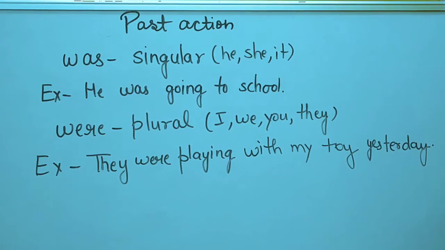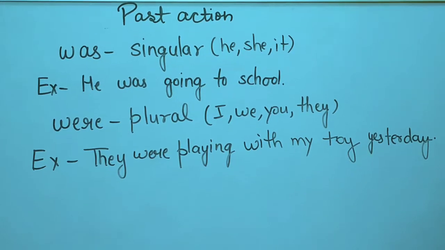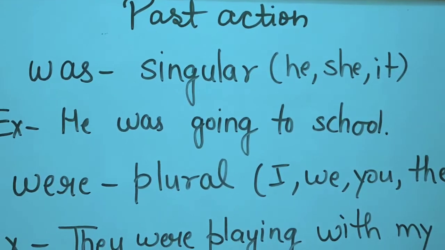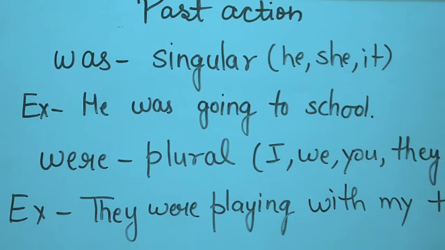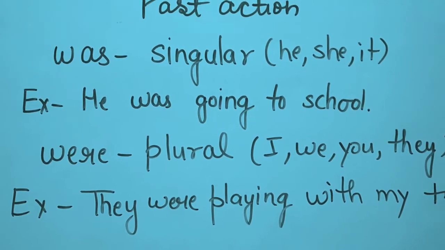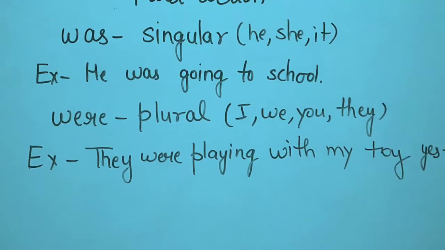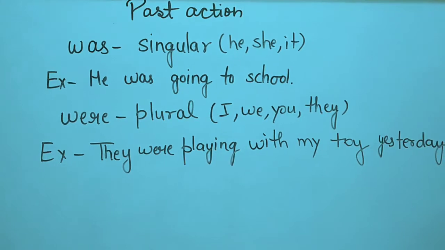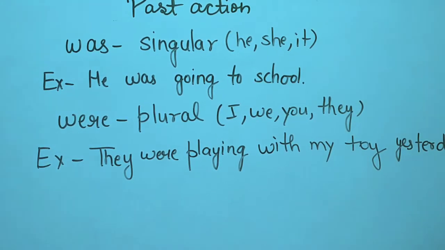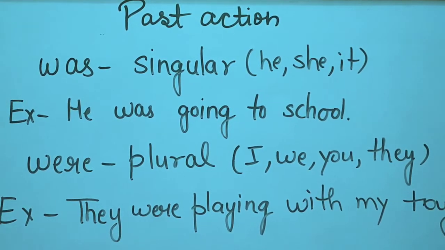Next, second, that is your past action: was and were. Now which words come with was? Those which are singular, he, she, it. Example: he was going to school. He was going to school. With were come the plural words I, we, you, they, like they were playing with my toys yesterday. They were playing with my toys yesterday. It means was is used for singular, were is used for plural. The thing is that you must know which word comes into singular and which into plural.